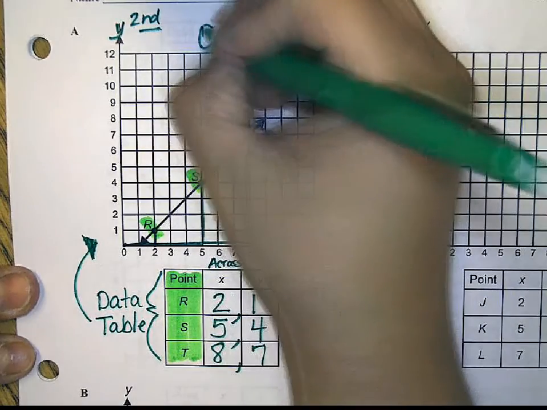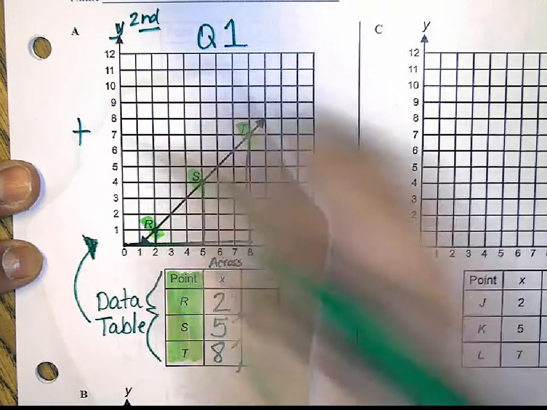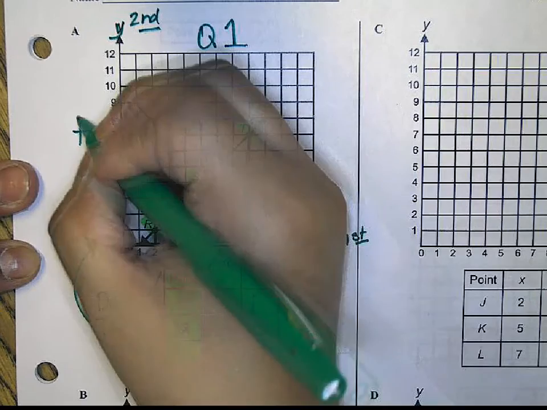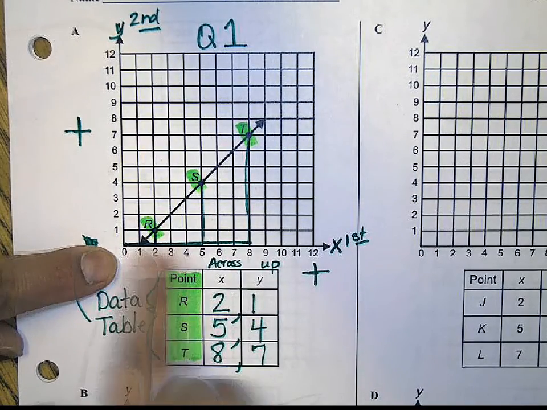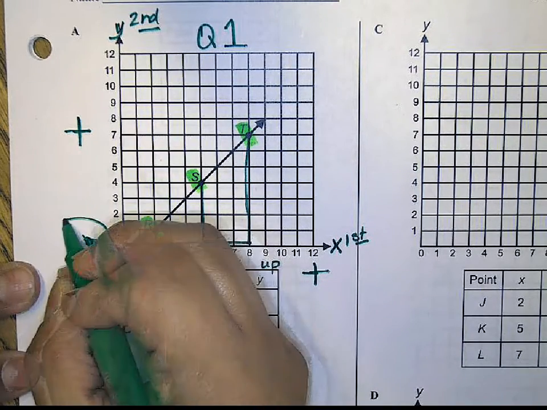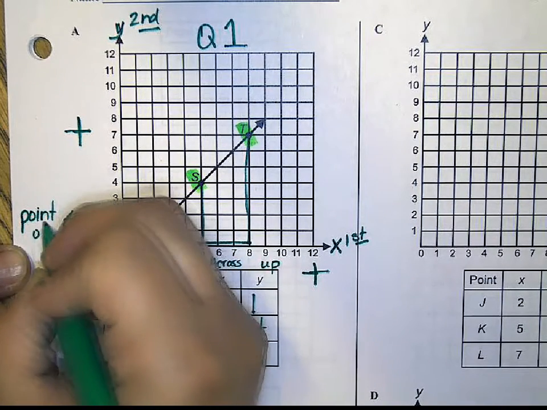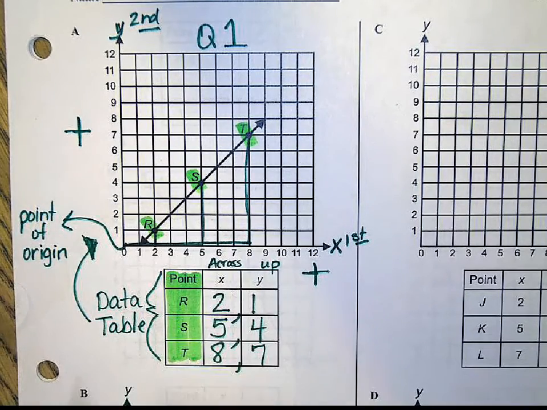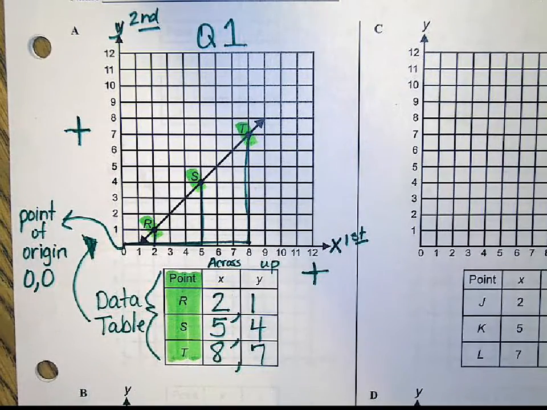Always remember that we are working in quadrant number 1, because these are positive numbers and these are positive numbers, right? Remember I explained that to you? From 0 going up is positive, from 0 going to the right is positive, right? This 0 is called a what? Origin. Point of origin. Please go ahead and mark your point of origin, which would be your 0, 0.